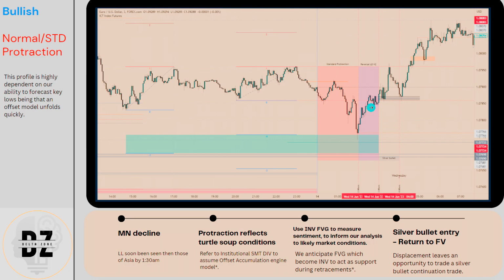In this example, initially at midnight there was a small rally as price returned to this small inefficiency right before expanding lower.